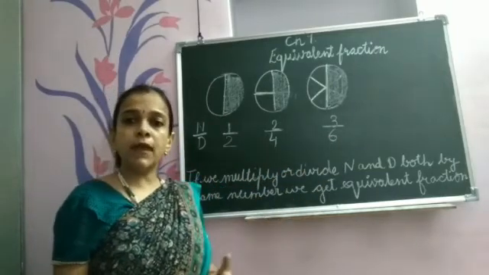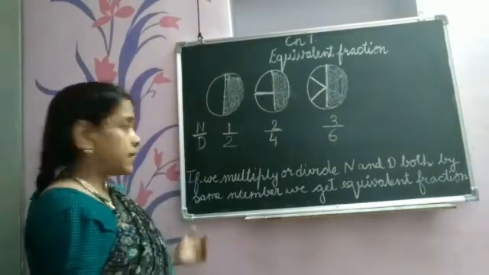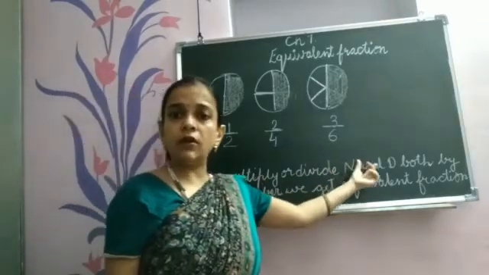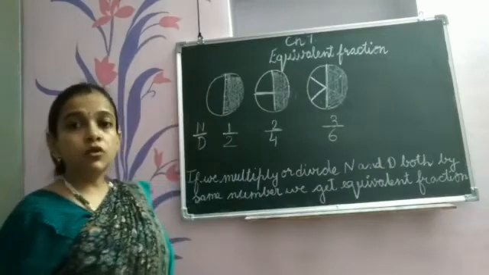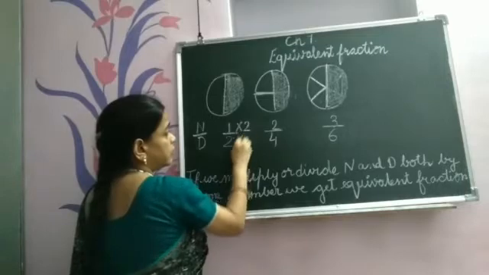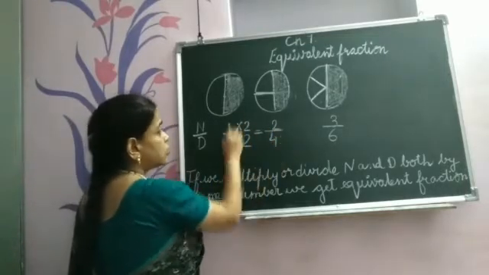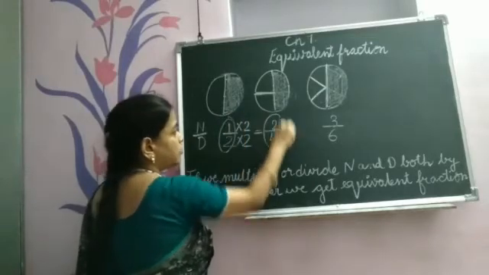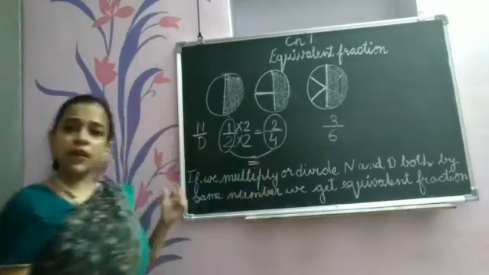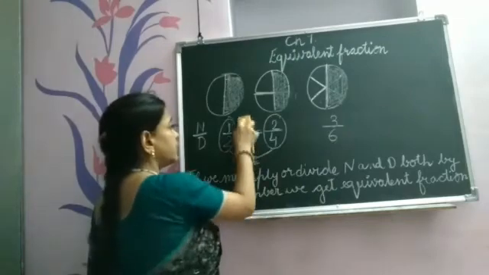Now, how can we make a fraction equivalent? To make a fraction equivalent to another, we have to multiply or divide both numerator and denominator by the same number. So, if we multiply 1/2 by 2 in both numerator and denominator, then we will get 2/4. So, 1/2 and 2/4 are equivalent fractions. They both are equal.